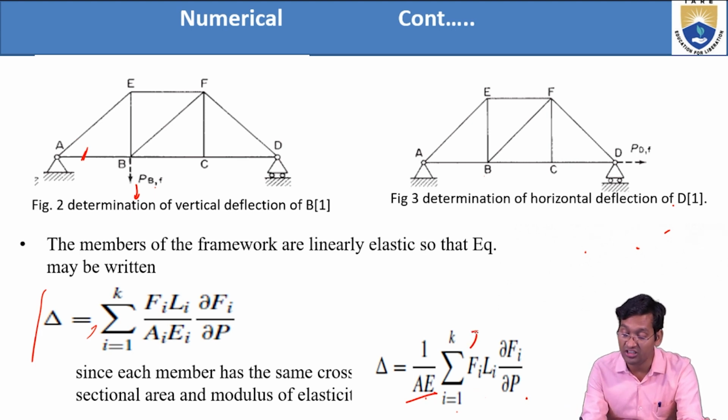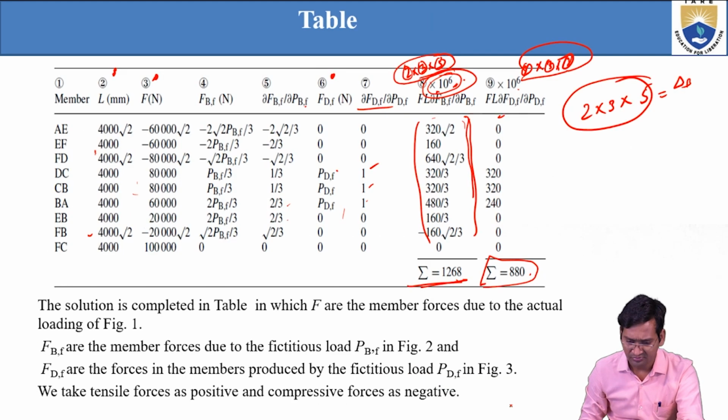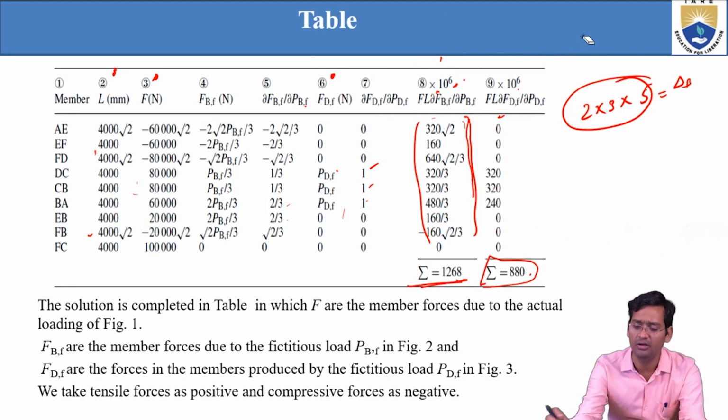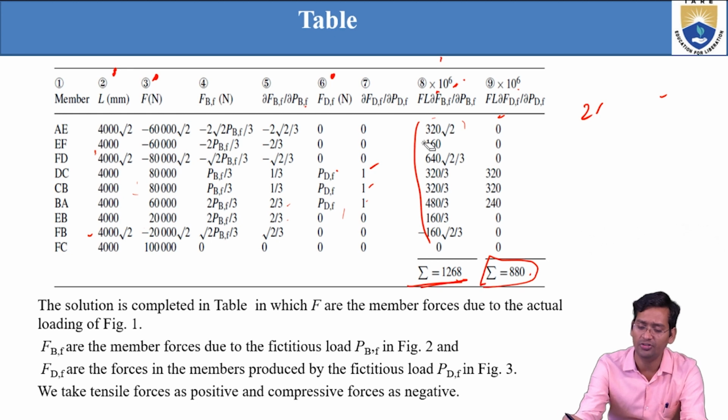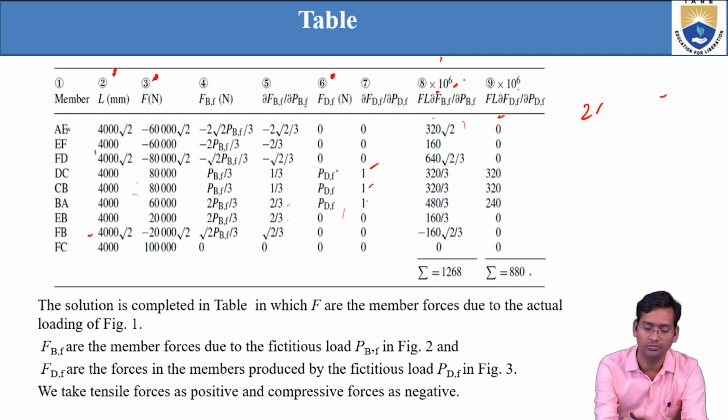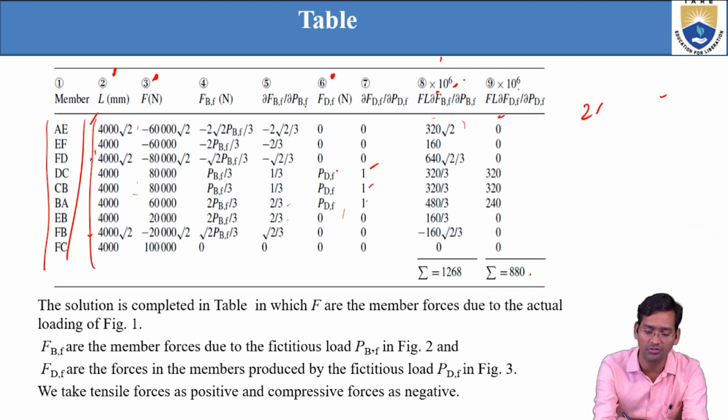Fi is the force in each member, Li is the length of each member, which is easy to find, and mostly it is given. The only thing you have to find is this. After that, put it into the table, then it will be easier. So just see here and here. This is just the member name, this is the length. In that, only these three you require to find.